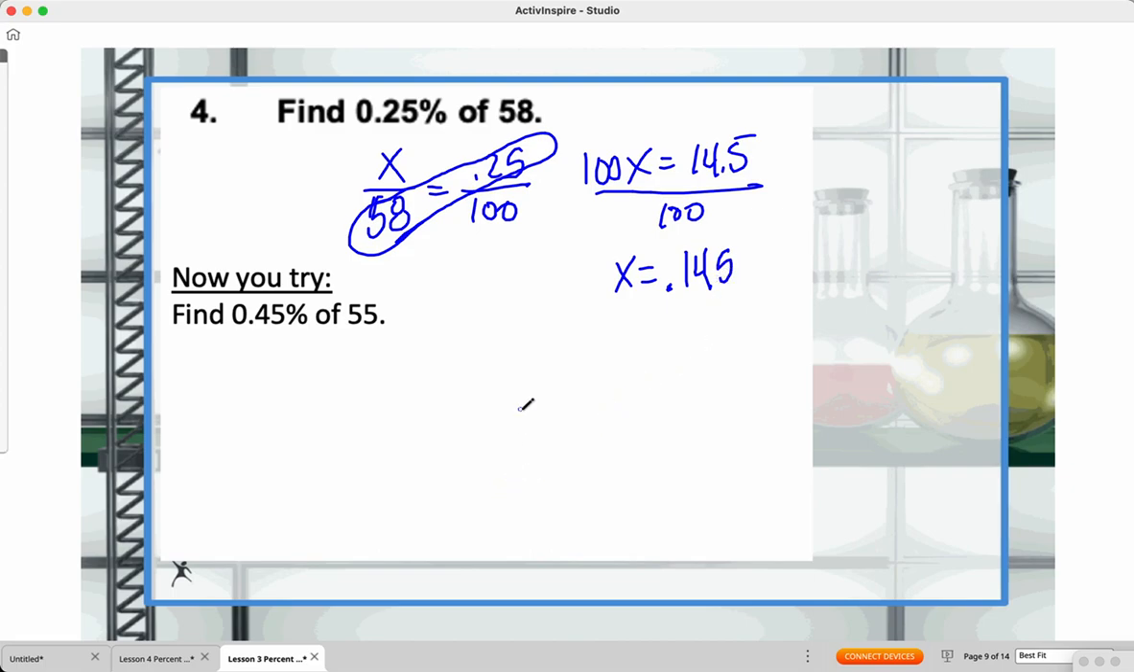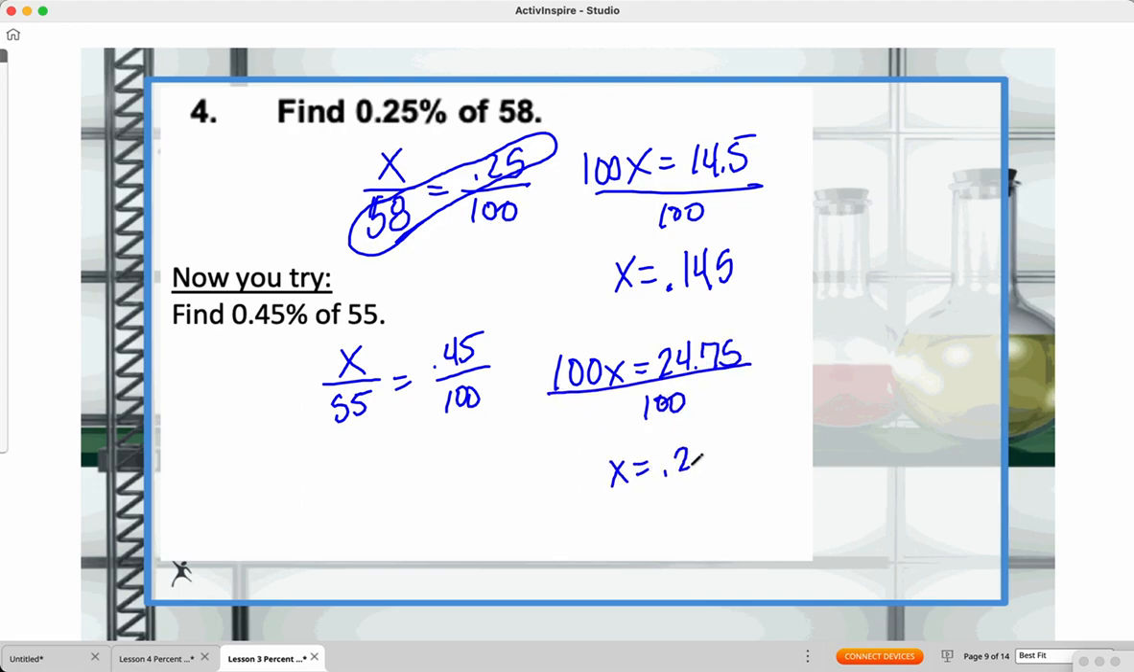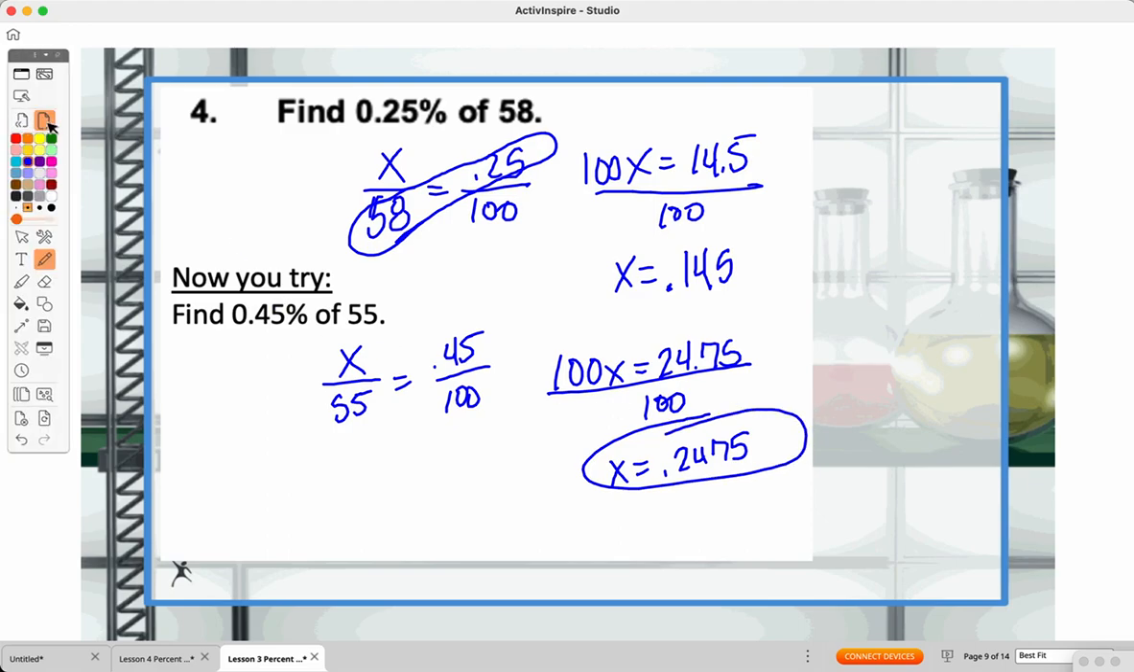All right, pause the video and give this one a try. All right, so that same x, this time over 55, is equal to 0.45 over 100. That first step is the same as you cross multiply every time. So now we're going to do 0.45 times 55, and you get 24 and 75 hundredths. And then we divide everything by 100. X is going to equal 0.2475, so 2,475 ten-thousandths. And that seems to fit just about right, just less than half of 1%.